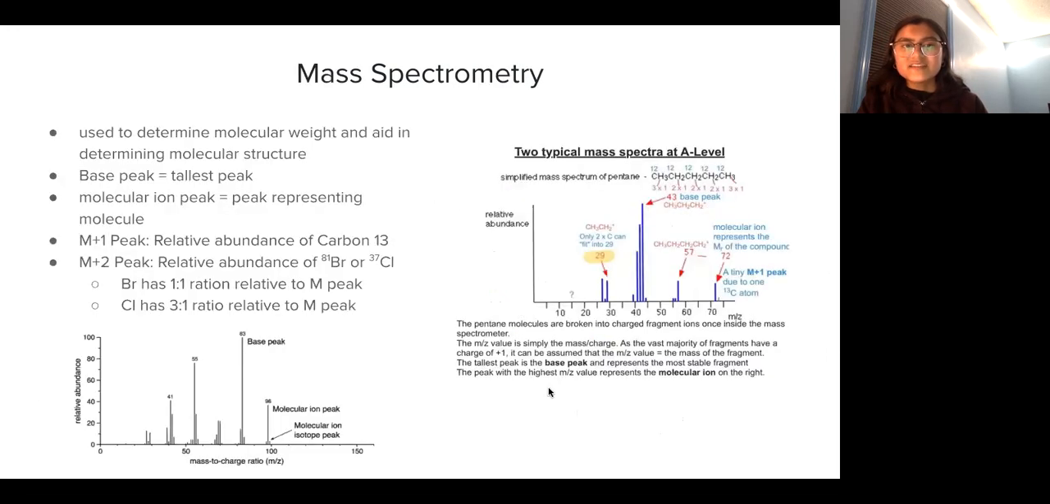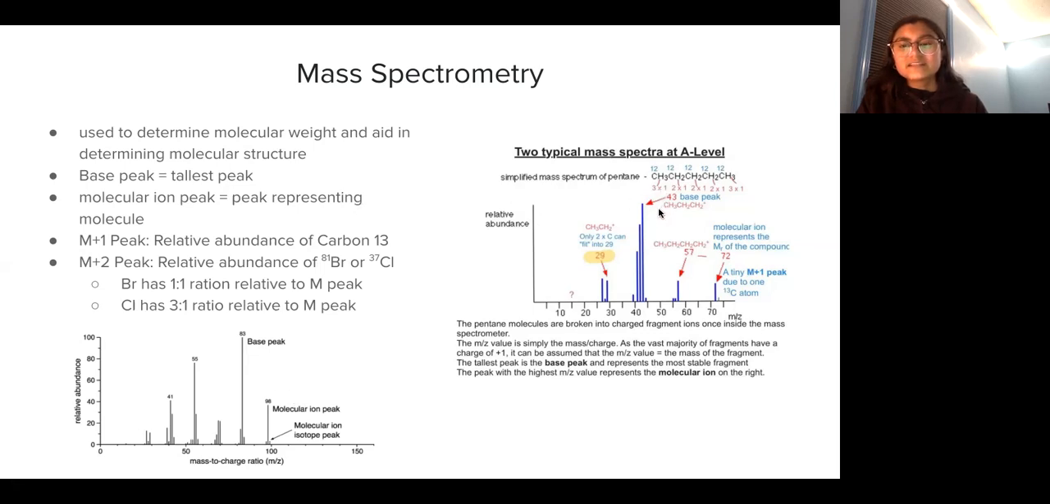Right, and then you have mass spec. This is used to determine molecular weight and help in determining your molecular structure. So your base peak is your tallest peak, as you can see here. Your molecular ion peak represents the molecule itself. So you'll see the atomic mass of the molecule.